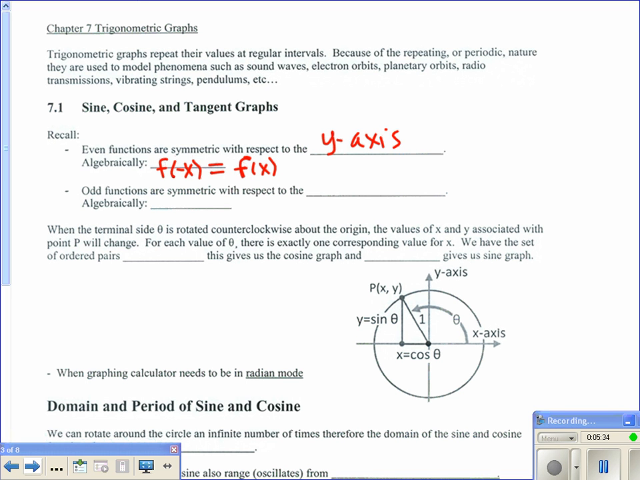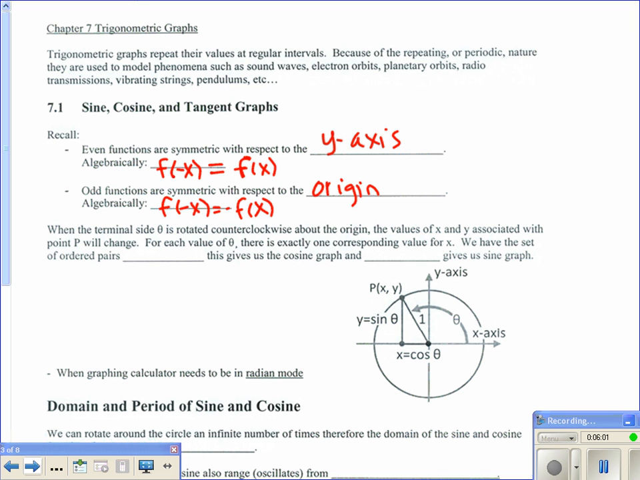So then for odd functions, remember that the symmetry is with respect to the origin. And so this is f of negative x equals the negative of the function, because if you have x, y on your graph, you have negative x, negative y on your graph. And for even functions, if you have x, y on your graph, then you have negative x comma y on your graph.